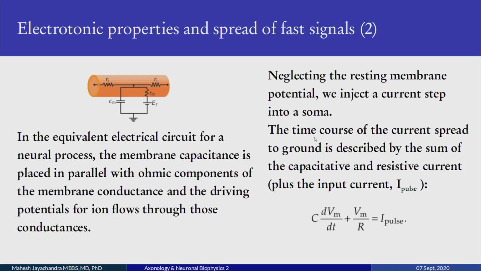So the time course of the spread of current is described by two currents. One is the capacitive current, the part which discharges and recharges the membrane, and the resistive current, plus of course the input current which you are giving as the pulse. So this would describe it, the capacitance. Then you have a resting membrane potential which changes, then you have a membrane potential, and then you have the resistance, and that is equal to the current pulse.